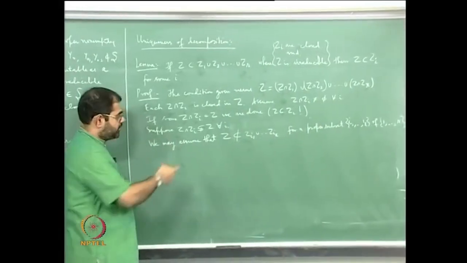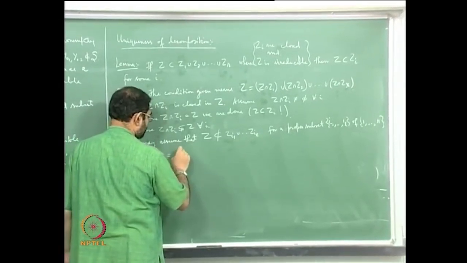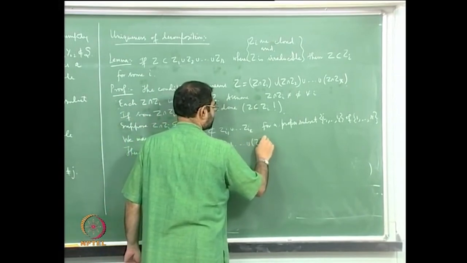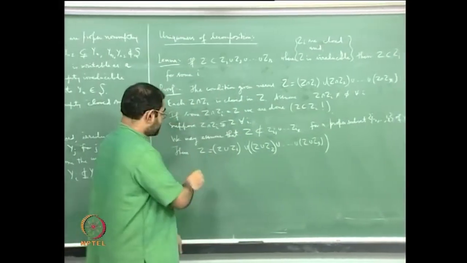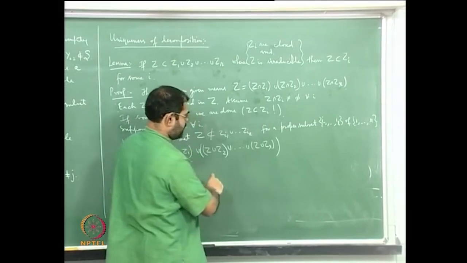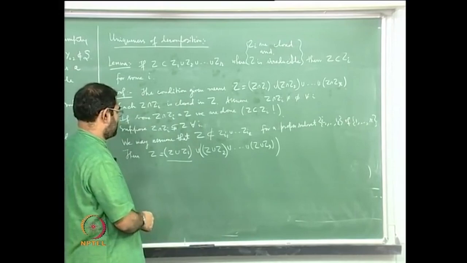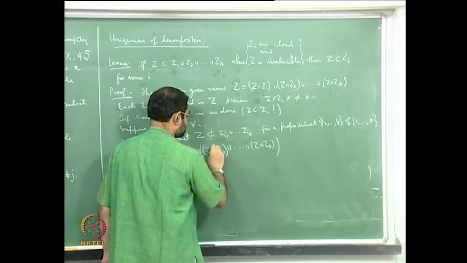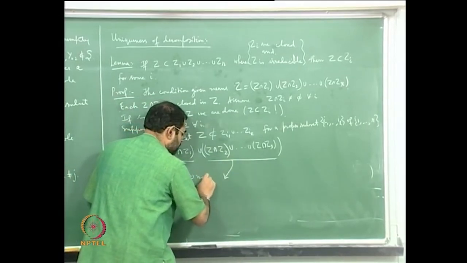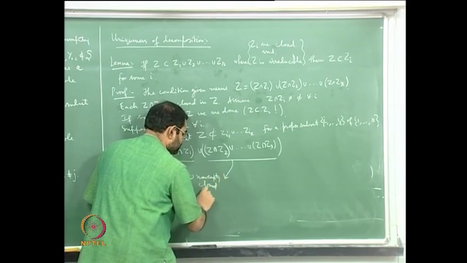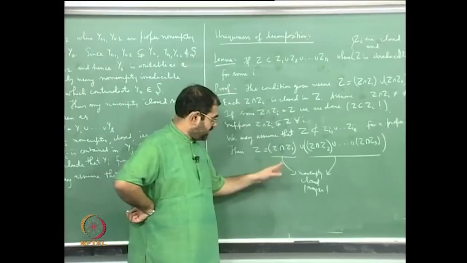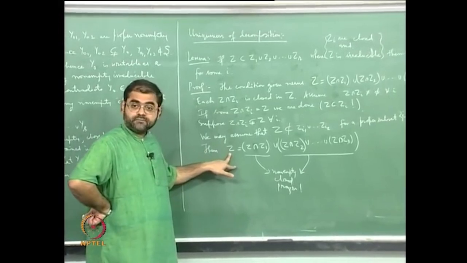Now you have to say that is not possible. You see, then you will have Z equal to (Z intersect Z1) union (Z intersect Z2) union ... union (Z intersect Zr). I will break it down like this. Sorry, these are all intersections. I'm a little careless. So if you look at it, both of these pieces are non-empty closed proper. So what I have done is I have broken an irreducible set into two pieces, each of which is non-empty closed proper. That's a contradiction to the irreducibility of Z. So this can never happen.